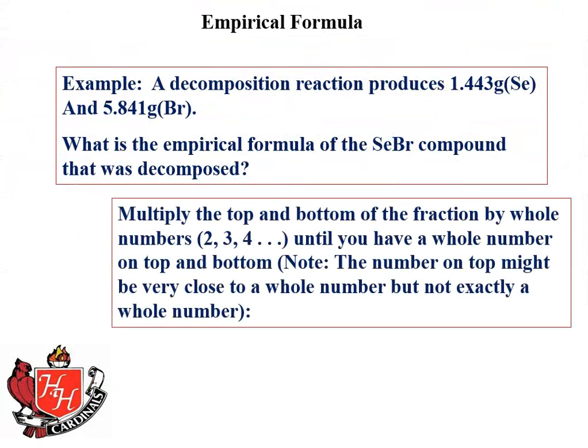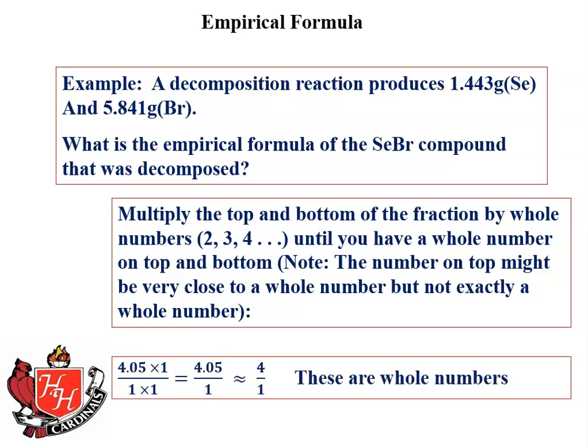Okay, so now the next step is you multiply the top and bottom of the fraction by whole numbers, 2, 3, 4, until you have a whole number on the top and on the bottom. Dalton's law, one of Dalton's postulates of atomic theory, was that atoms have to combine in whole number ratios. So 4.05 is really close enough to 4.